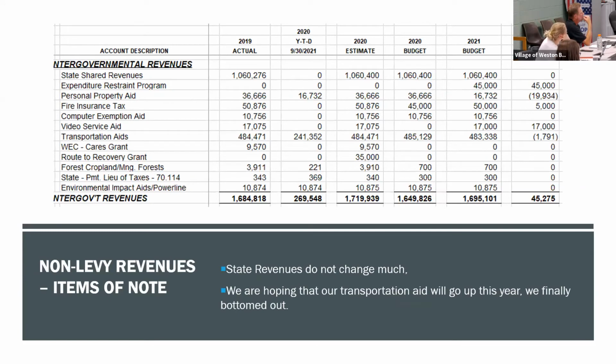Next one, these are the intergovernmental revenues that we get. They haven't changed much over time. We do get new ones every now and then, like the video service aid, that's a new aid. The state changed how much we can levy for cable franchise fees and in turn gave us an aid. We'll be seeing that same thing for personal property tax in the future maybe.